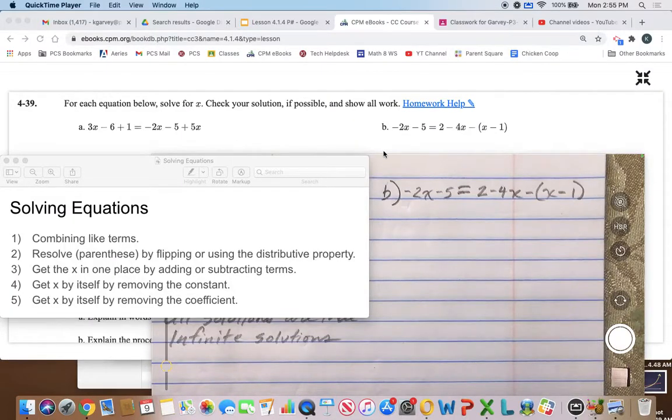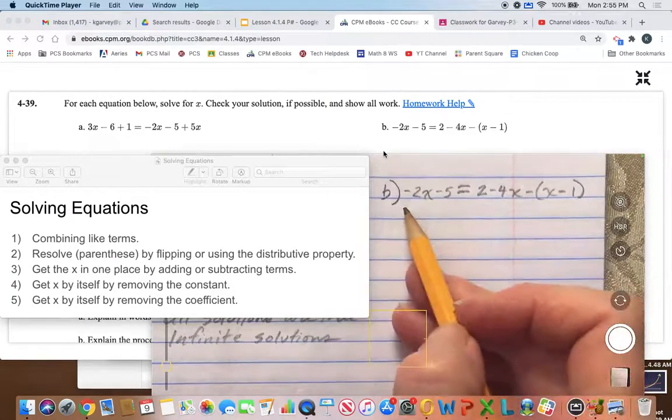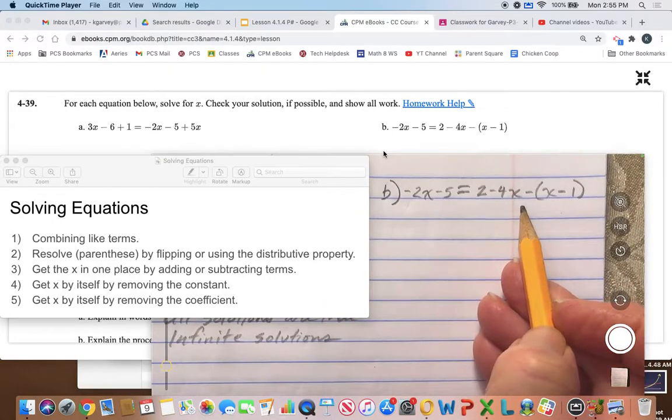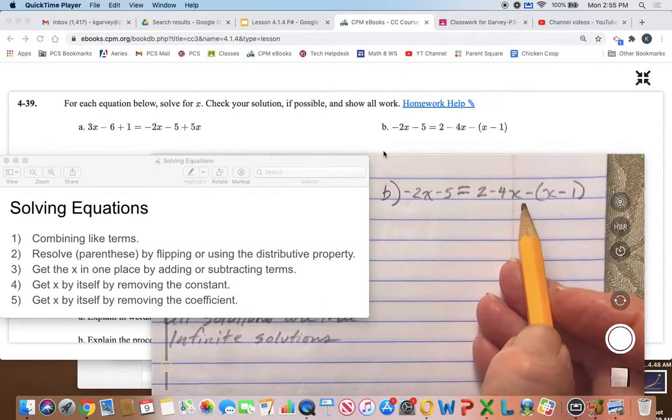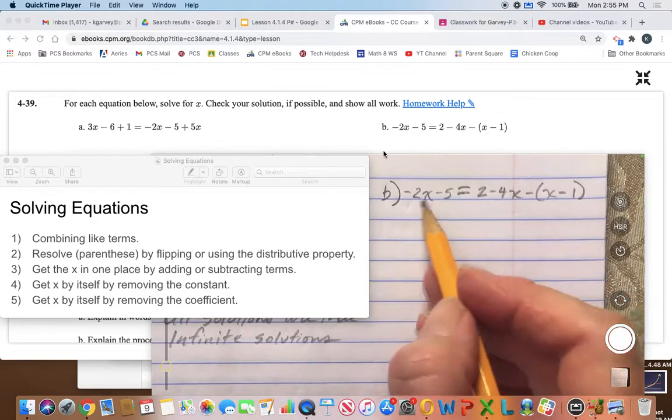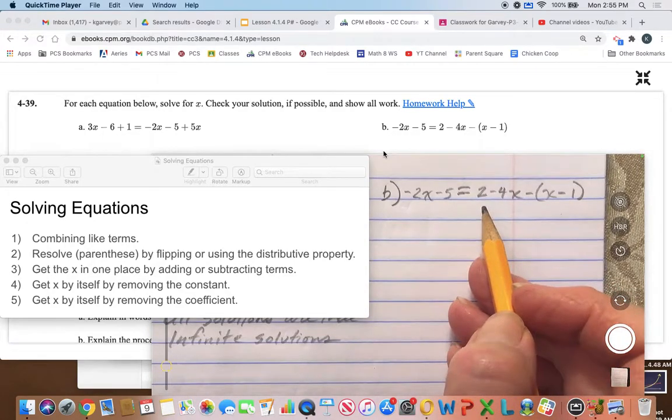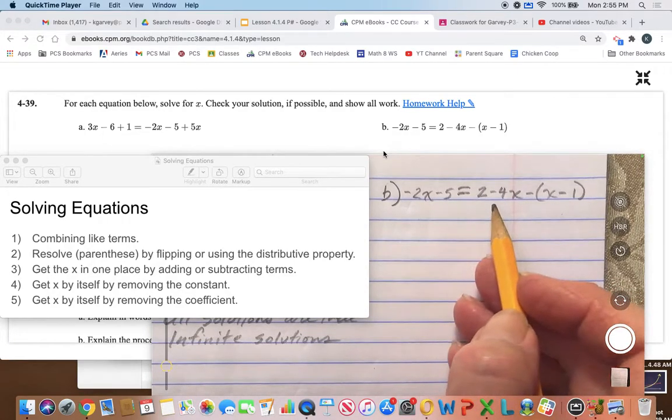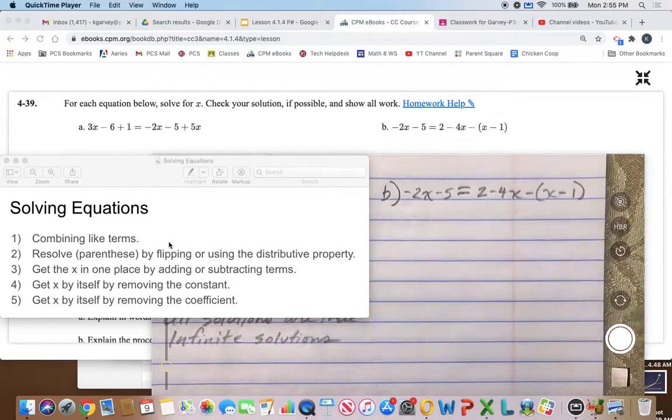4-39b. All right, so we're going to solve this equation now, and we have our rules over here to the left, and it looks like we do have an opportunity, well, we might have an opportunity for combining like terms, but not until we resolve these parentheses, which is number 2. So flipping or using the distributive property.